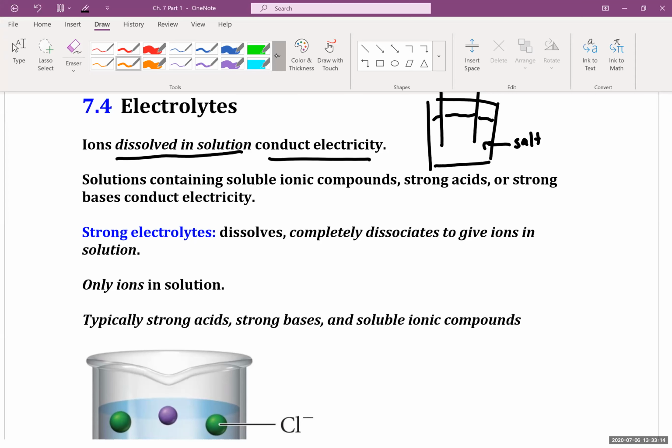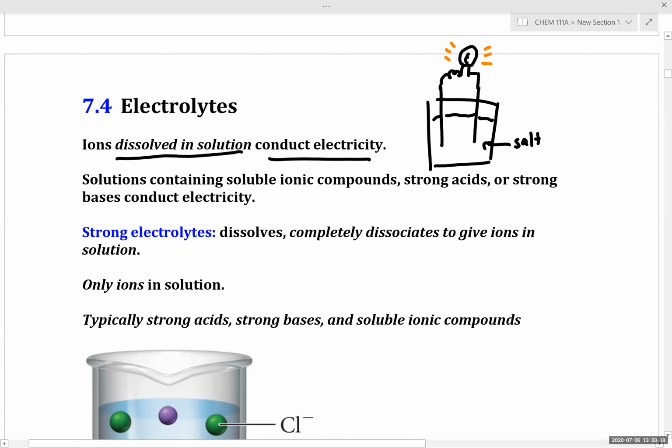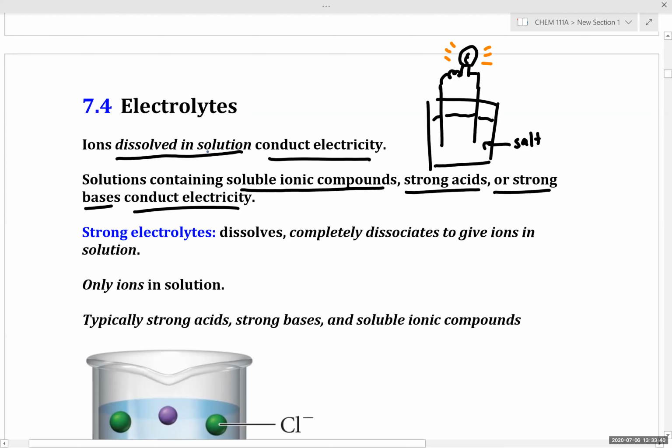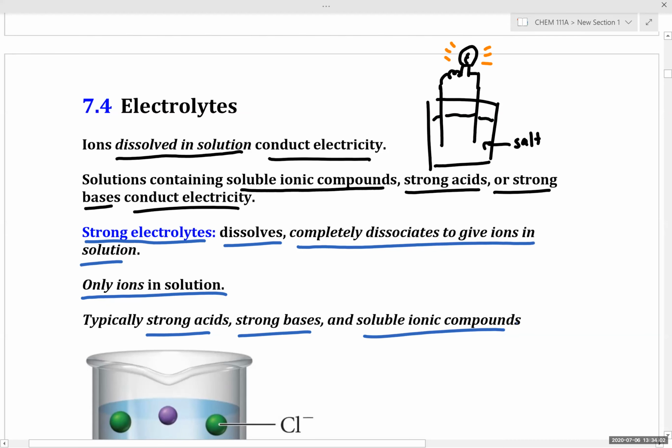This is also the reason why if you're ever working with electrical equipment around salt water, you have to be especially careful because salt water is a great conductor of electricity. Solutions containing soluble ionic compounds, strong acids, or strong bases conduct electricity. Now, we have this catch-all term to describe species that ionize readily in solution. We call them strong electrolytes. Strong electrolytes dissolve and then completely dissociate to give ions in solution. We have only ions in solution. Strong electrolytes are your strong acids, strong bases, and soluble ionic compounds. So if it's any of these categories, it's a strong electrolyte.